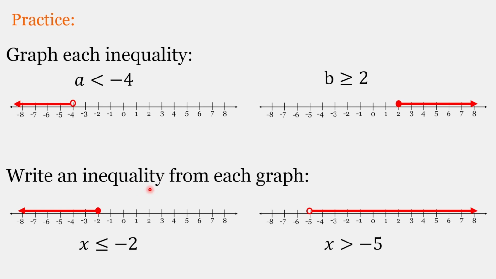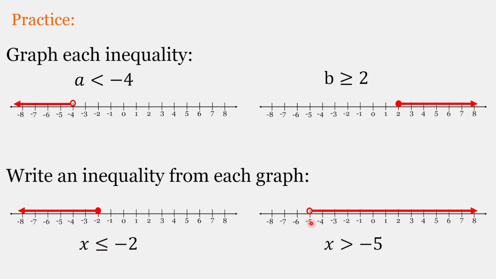Writing an inequality from each graph. Again, I used x for the unknown, but you could have picked any variable for this. Here we start at -2, so we have -2. We're shaded to the smaller side, less than -2, so we use the less than sign, and we have a closed circle. So -2 is included, so it's less than or equal to.